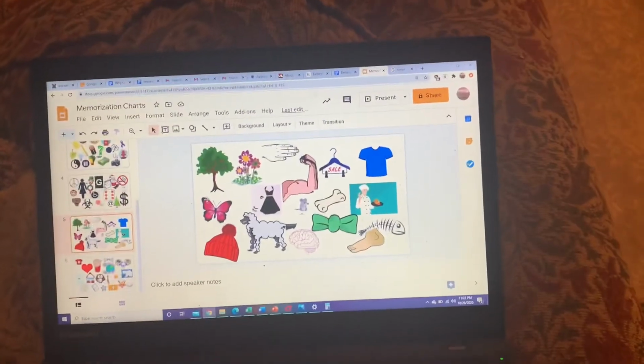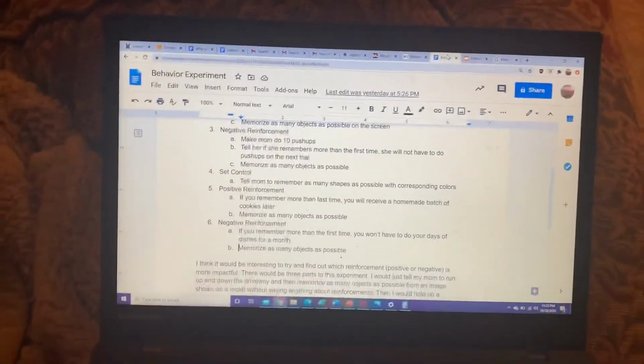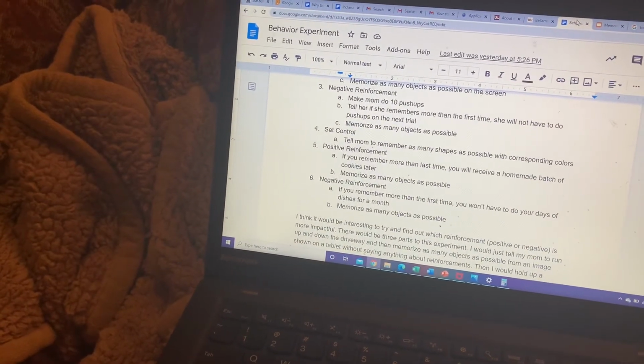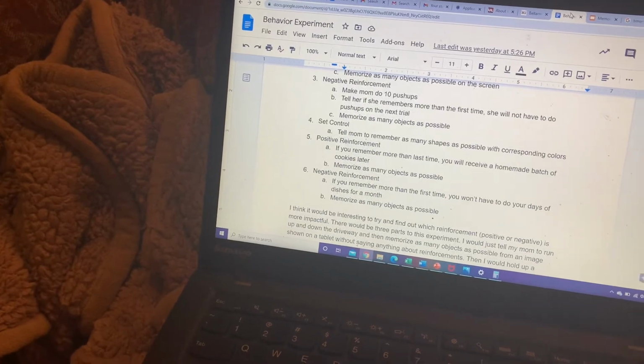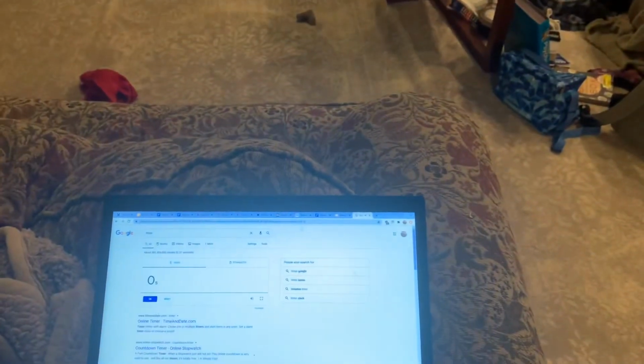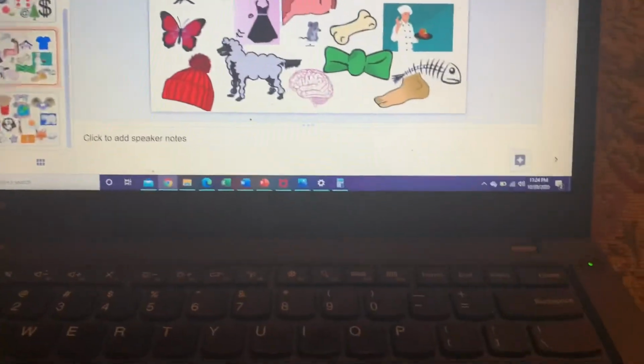This is the second part of this experiment, and this trial is once again the positive reinforcement. Before she was told to memorize as many objects as possible on the screen, she was told that if she remembered more than the last time, or the control for our purposes, she would receive a homemade batch of cookies later on. She ended up remembering a total of 11 items on this screen, which was more than our control.